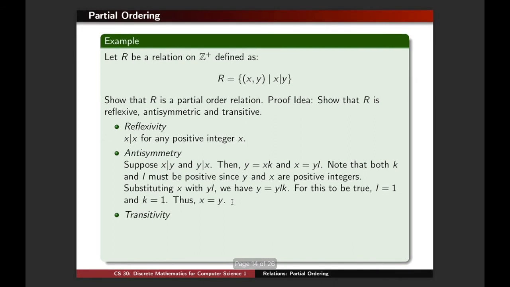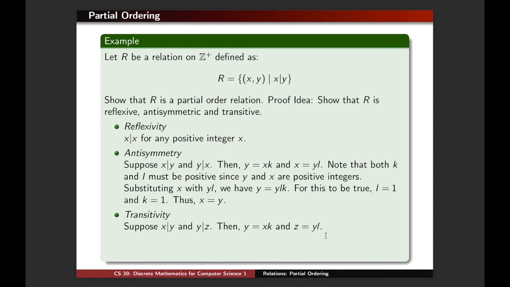Okay, next, transitivity. So here, if we want to show that if X divides Y and Y divides Z, then X divides Z, right? So let's first assume that X divides Y and Y divides Z. So the consequence is we can write Y as X times some integer K, and Z can be rewritten as Y times some integer L.